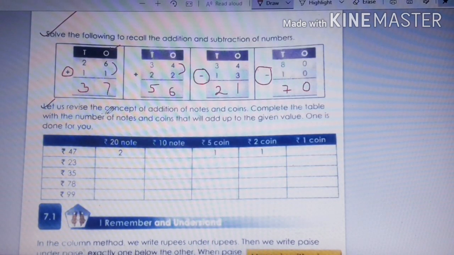Let us revise the concept of addition of notes and coins. Complete the table with the number of notes and coins that will add up to the given values. One is done for you. So it is very easy, children. These are notes. First one is rupees 20.